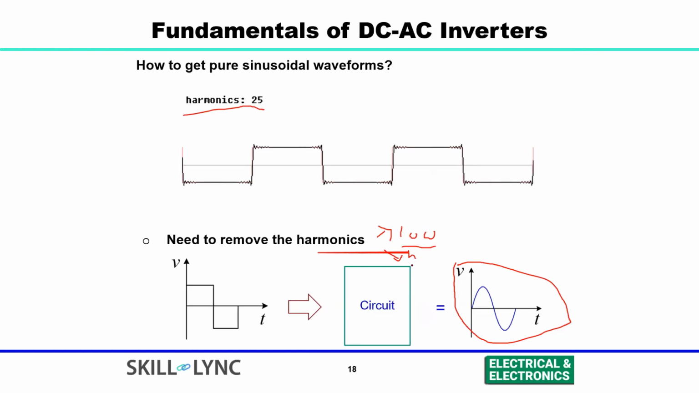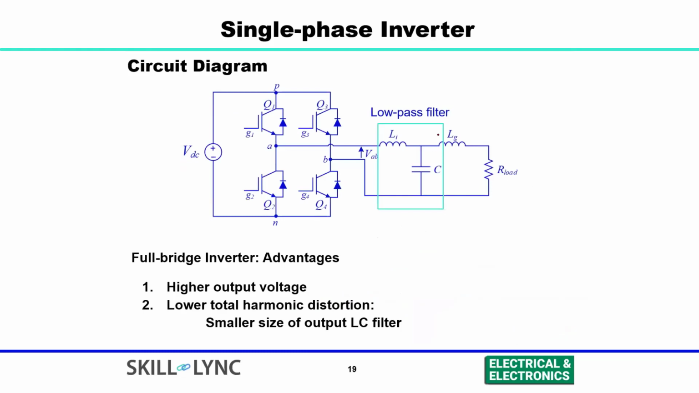If you want to remove the higher order harmonics, use a circuit which can remove them. That can be done with a low pass filter, where we have a cutoff frequency. Below the cutoff frequency, it allows the harmonics. Above that, it will block the harmonics. So in the low pass filter, it will block the higher order harmonics, so only the lower order harmonics will be present.